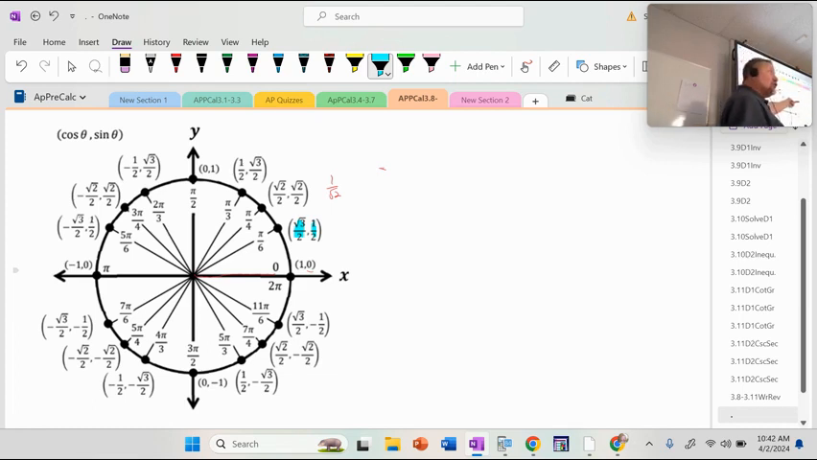Root 2. What's the secant of pi over 6? Yes, 2 root 3 over 3. So it's 2 over root 3, and then you go from there. So we have to be able to do this.